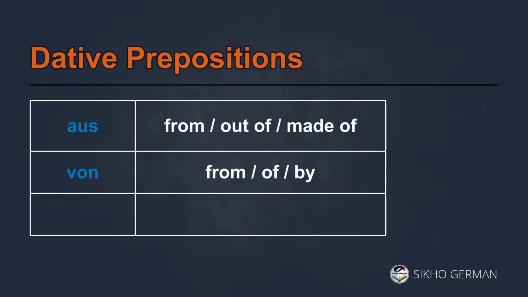Von, from, of, or by. Use this when something is from someone, belongs of or to something, or was done by someone, passive voice. Mit, with. Use this when you're doing something with someone or using something with a tool or means of transport.